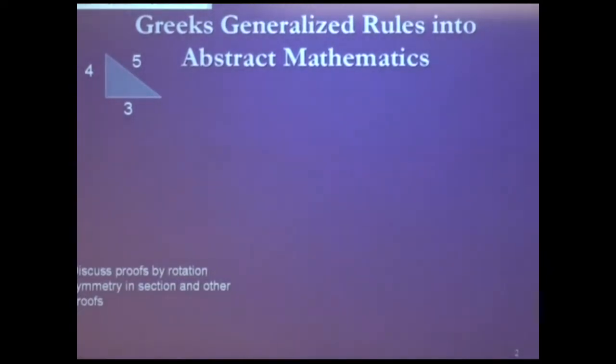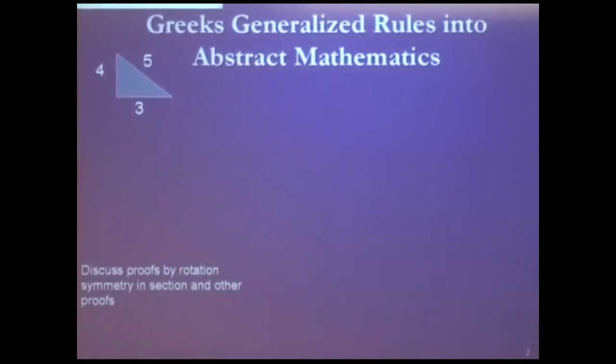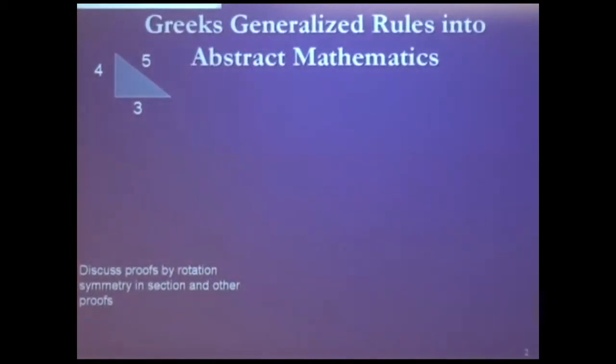I'm going to continue now, still in chapter 1. Well, last time we talked about how the Greeks, like Thales and Pythagoras, generalized rules that they learned from other cultures into abstract mathematics.